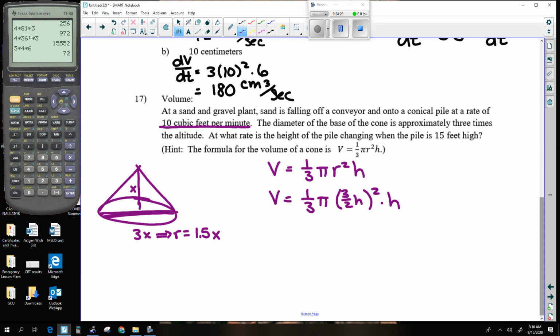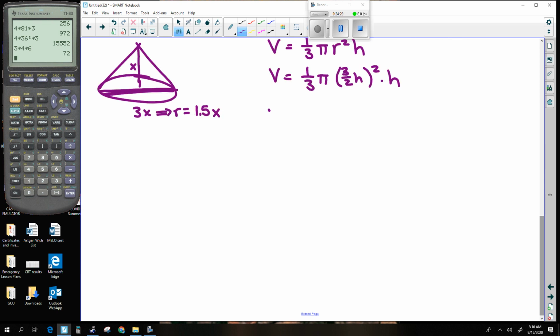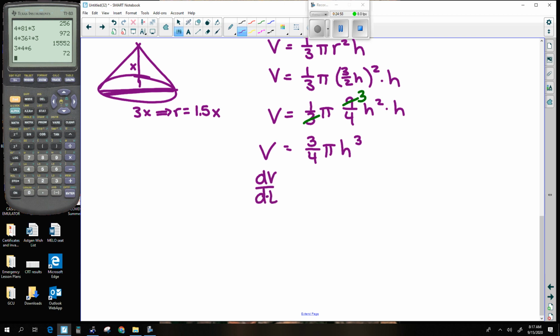So let's see what we got here before we do any funny business. We got 1/3 pi times 9/4 h squared times h. This will simplify to 3/4 pi h to the third. So that is our volume. Let's take the derivative of this. The derivative of volume with respect to time, multiplying by 3, is 9/4 pi h squared, and I just took a derivative of the h, so that's dh/dt.